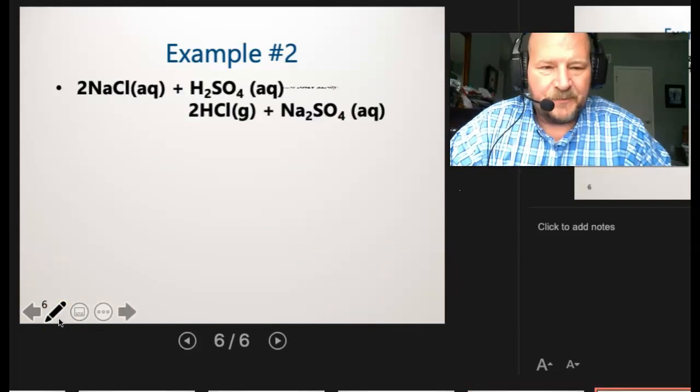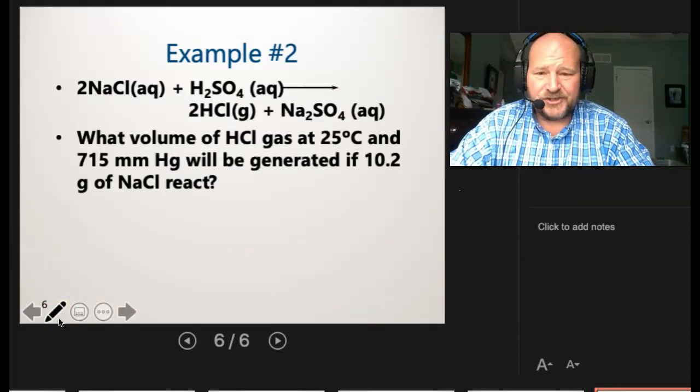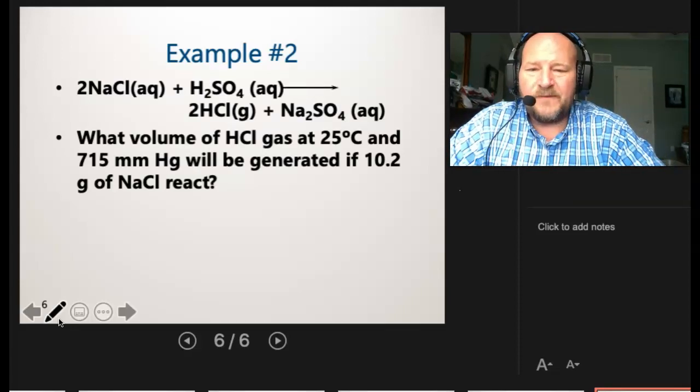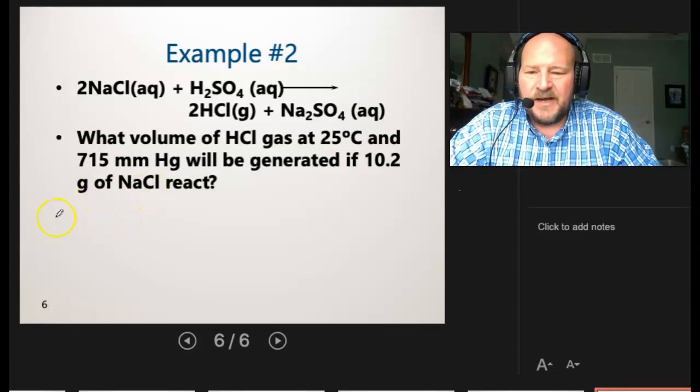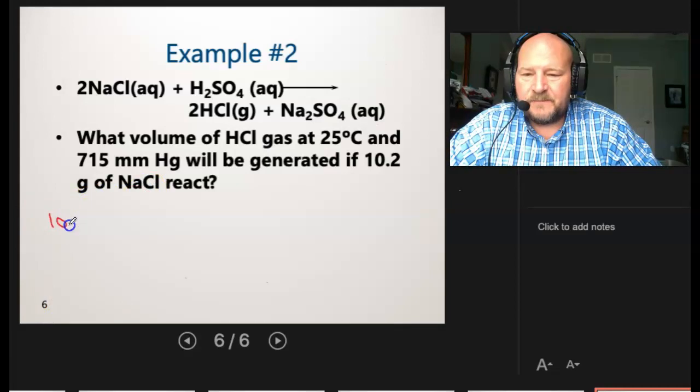So our last example, I'm going to take that same equation, and now I'm going to ask you what volume of HCl gas at 25 degrees C and 715 millimeters of mercury will be generated if 10.2 grams of sodium chloride react. So now we're just going to take it backwards, right? So we're going to start like we normally would and take our 10.2 grams of sodium chloride and start there.